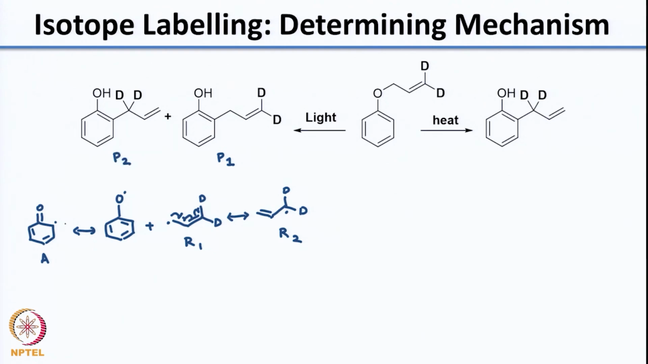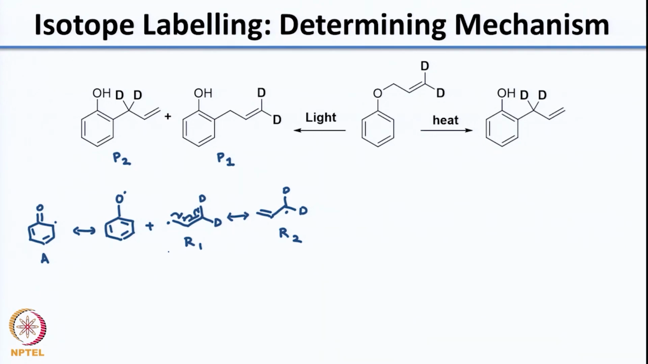This tells you there has to be a C-O bond cleavage in order for this kind of mechanism to take place, because had the C-O bond not cleaved to generate these radicals, you would not get the rearrangement and you would not get the rearranged products.